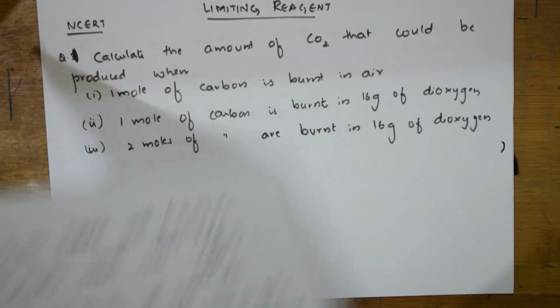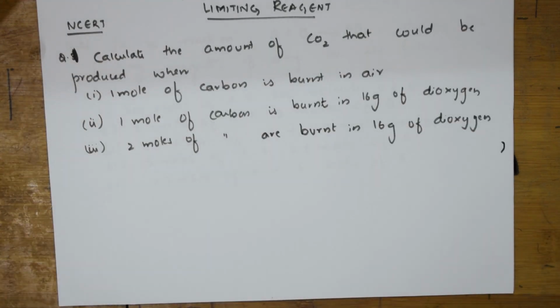So let's come back and see the next question on limiting reagent, which is your NCERT question. Calculate the amount of carbon dioxide that could be produced when 1 mole of carbon is burnt in air, when 1 mole of carbon is burnt in 16 grams of dioxygen, and when 2 moles of carbon are burnt in 16 grams of dioxygen. So they've given this question. Let's start how to do this.